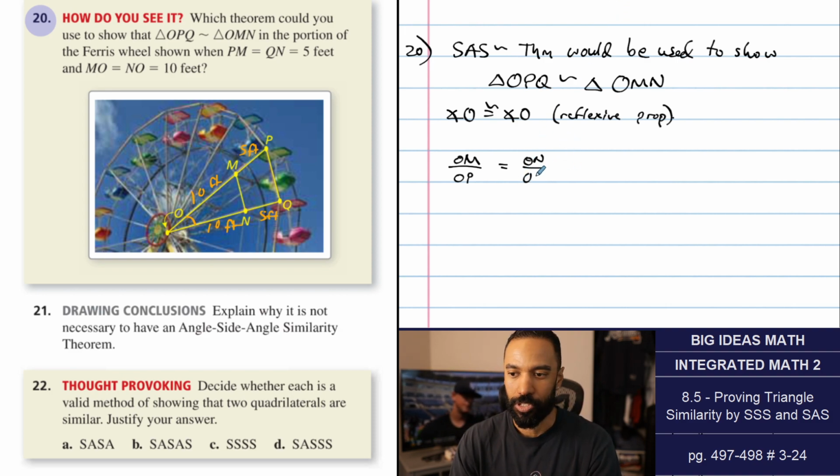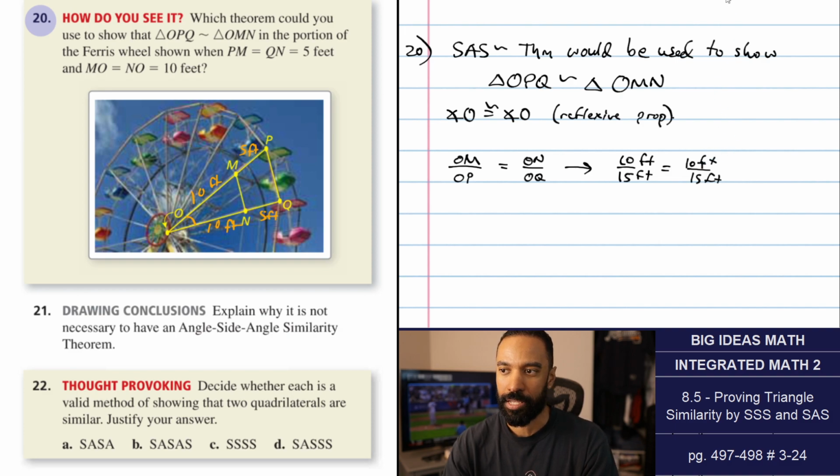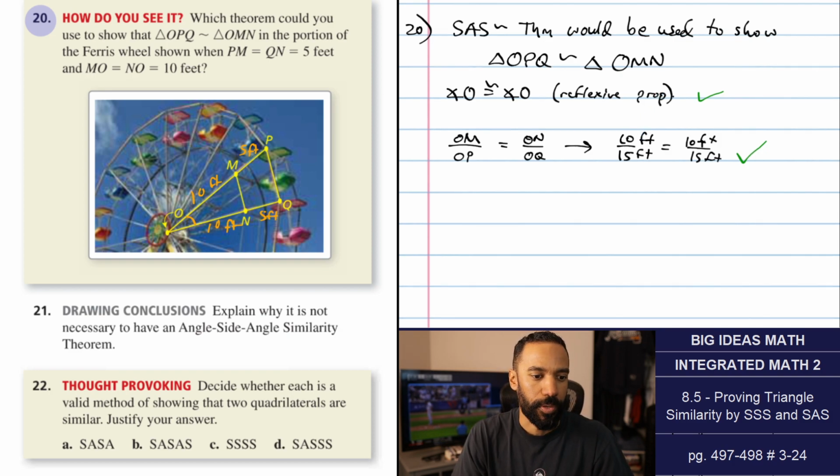Sorry about that. Let me do that one more time. OM over OP, 10 over 15 feet, is the same as ON over OQ, 10 feet over 15 feet. So that would all check out. That would be a side angle side test. So boom, boom. It all works out. Anyway, there's that. Number 21.